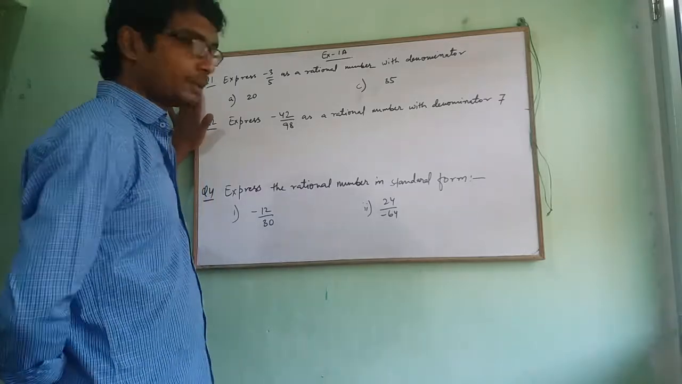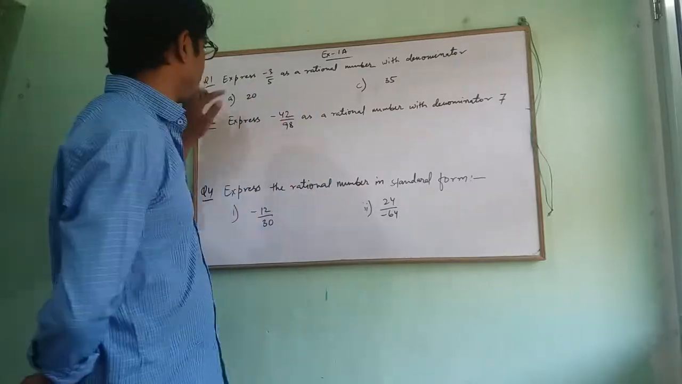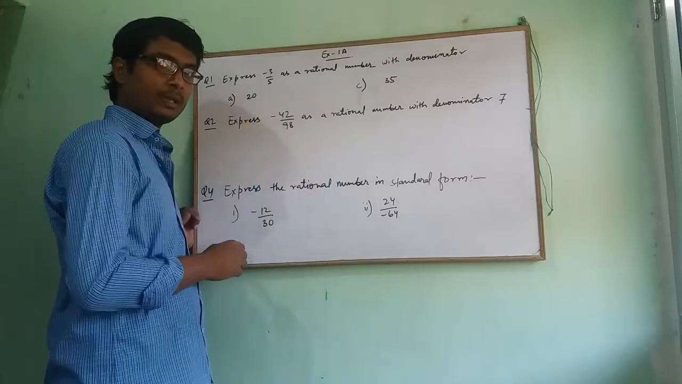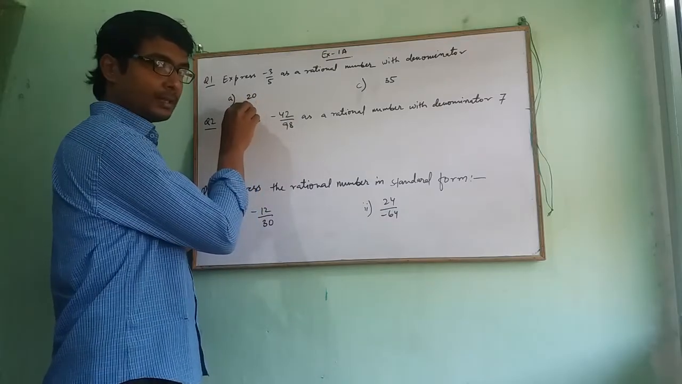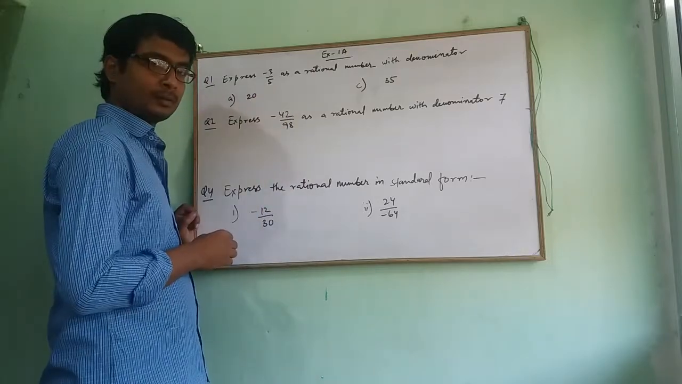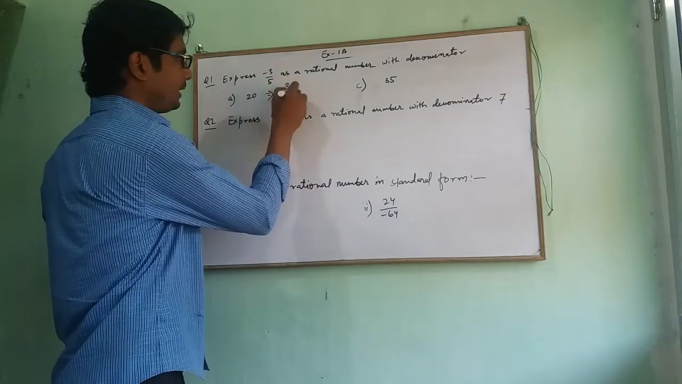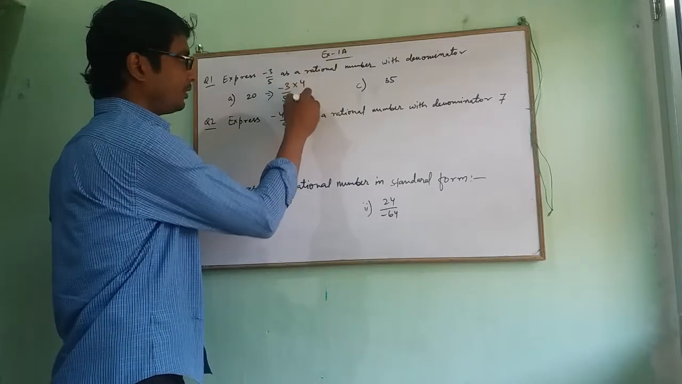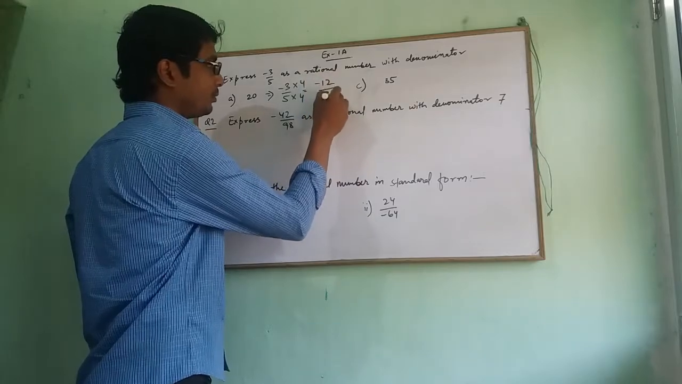So first question is, express minus 3 by 5 as a rational number with denominator 20. Now I have been given a rational number minus 3 by 5, and I have to express the denominator as 20. Here the denominator is 5. So what I have to do? I will multiply both the numerator and the denominator by 4. It becomes minus 12 by 20.